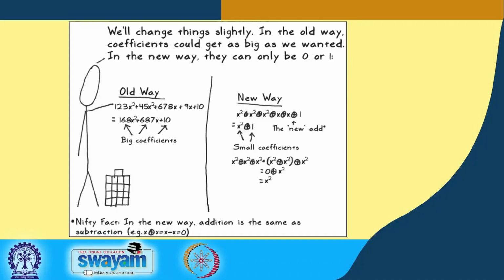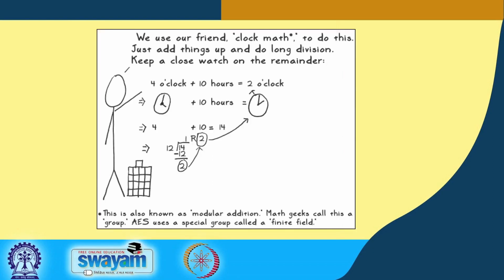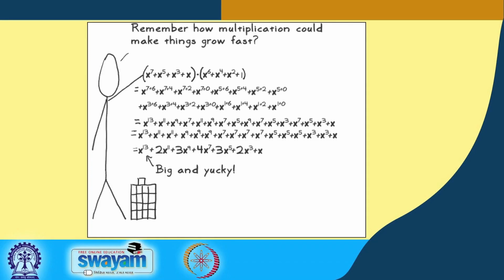So now that we have seen how addition works, I think we will try to understand how multiplication works, and that is a bit more complicated. Suppose I have got two elements, say I call this a(x) and this b(x), and I want to multiply them.